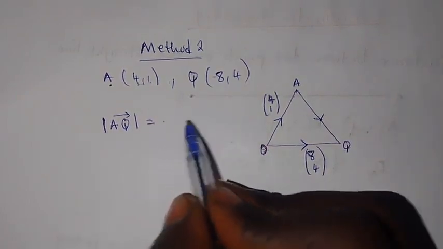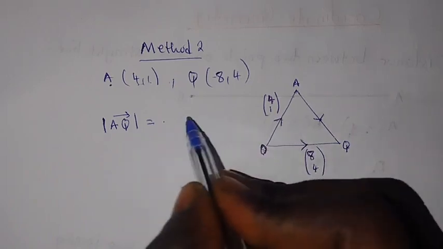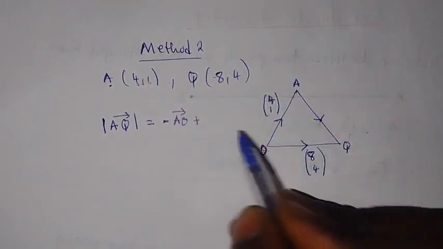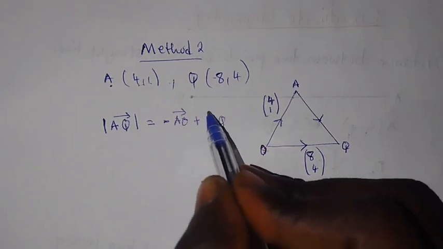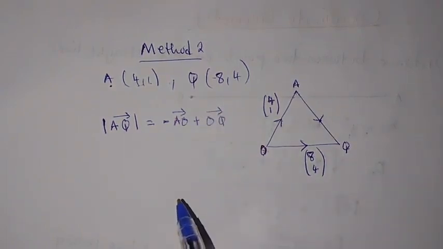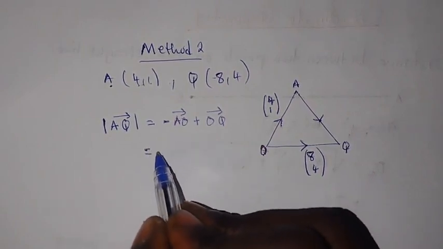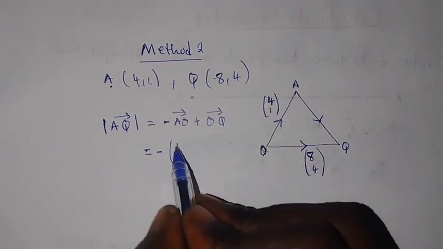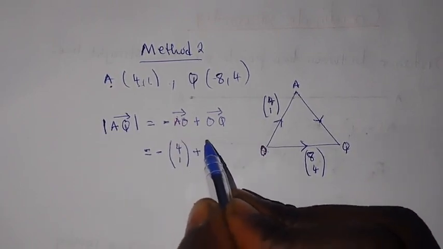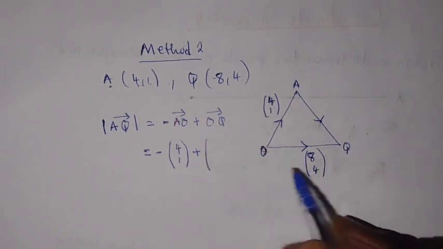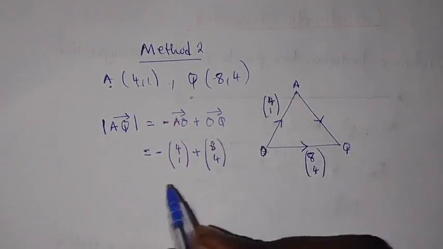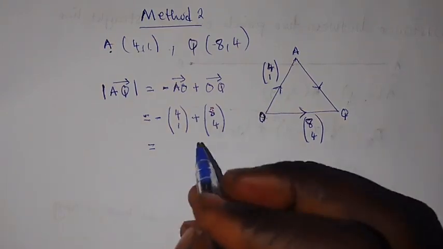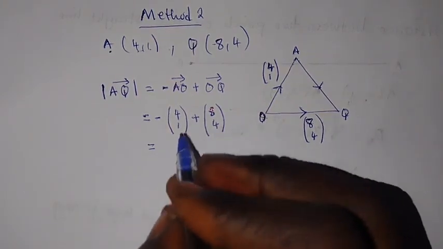So now when we move there, AO is against this direction. So it's going to be negative AO plus OQ, like this. This is for method 2. Now here you say negative, open bracket, where there is AO, you get this one. This is for AO, which is 4 and 1, plus OQ, you just get 8 and 4. I'm using this formula because there is a part in Mathematics Paper 1 where it comes in handy. I'm sure you have seen a question of this similar nature.